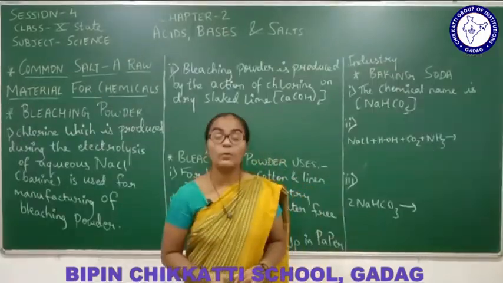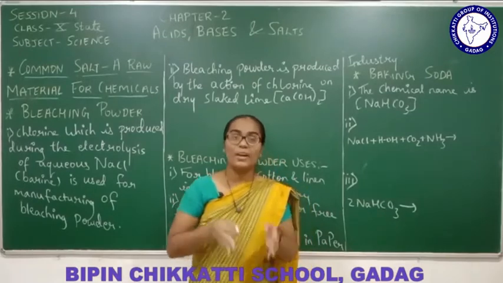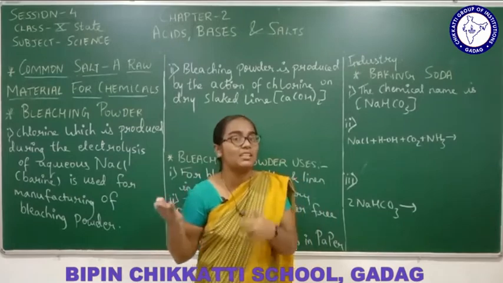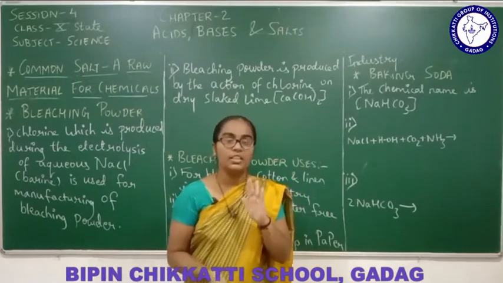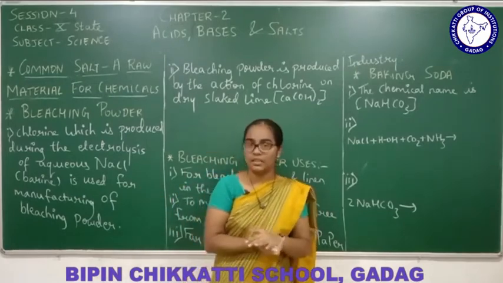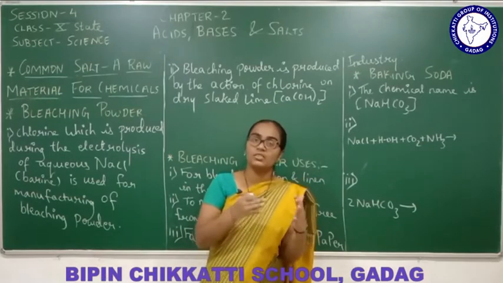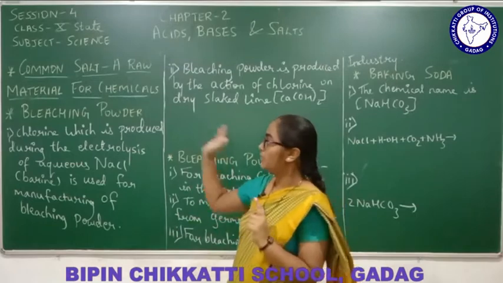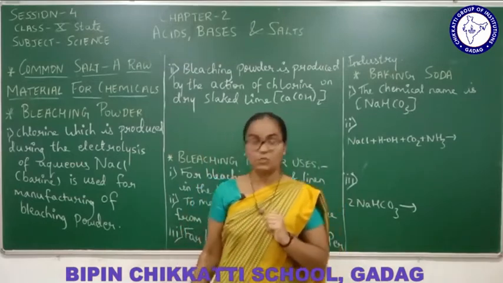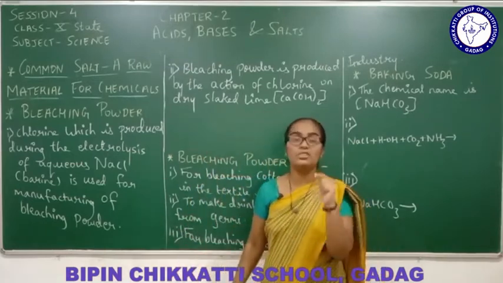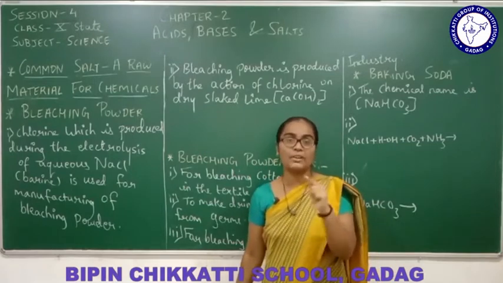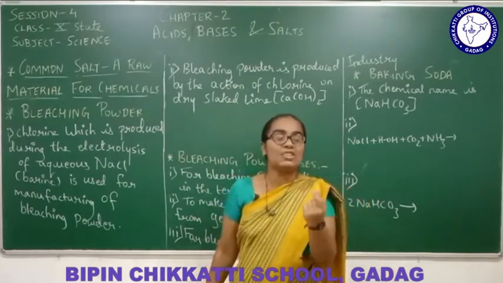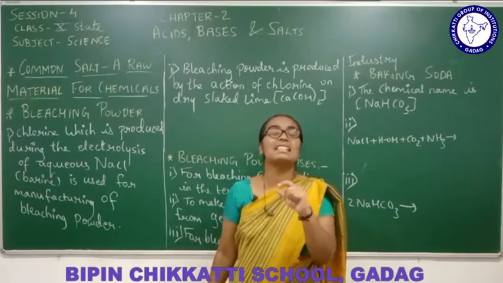Okay students, now we are going to study how NaCl or common salt is used for the production of another product. The first product formed by using sodium chloride as one of the raw materials, let's study that. First one is bleaching powder. How can bleaching powder be produced by using NaCl, or by using calcium hydroxide, which is slaked lime?